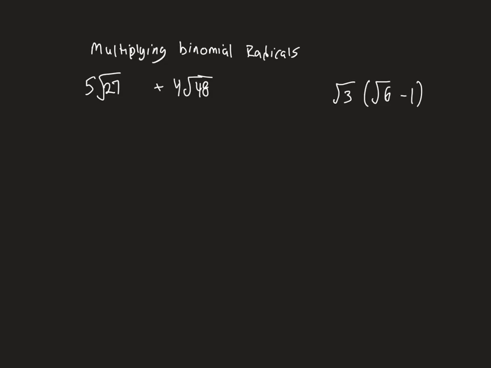Okay, so before looking at multiplying binomial radicals, I just want to show you another example here on the left. So obviously here you kind of ask yourself, you'd say, well, 27 and 48 are not the same, so I can't do anything, right? Well, not exactly true. First, you always want to try to simplify the radical first.